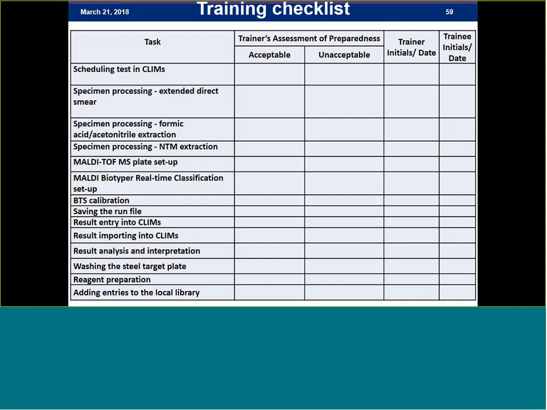A simple checklist like this can be adopted for use in competency assessments for this method using the 7 criteria of evaluation.